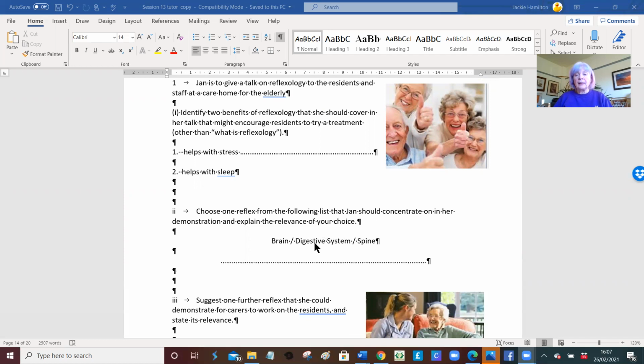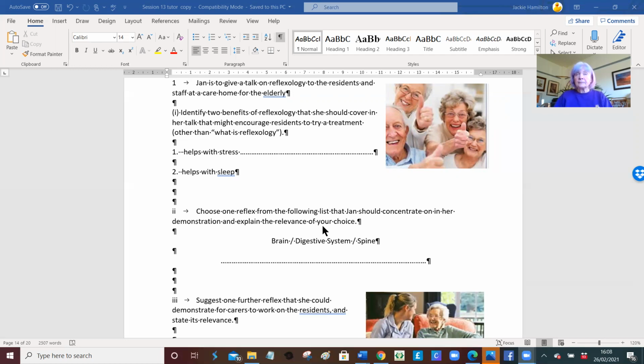So we could choose the brain, digestive system, and spine. So she could concentrate on the brain and think of the things that are going on in your head. So help the busy brain. That would be appealing to them, be appealing to anyone. Help with the digestive system. A lot of elderly people get an awful lot of constipation and heartburn. So that's another one that they would like to hear about.